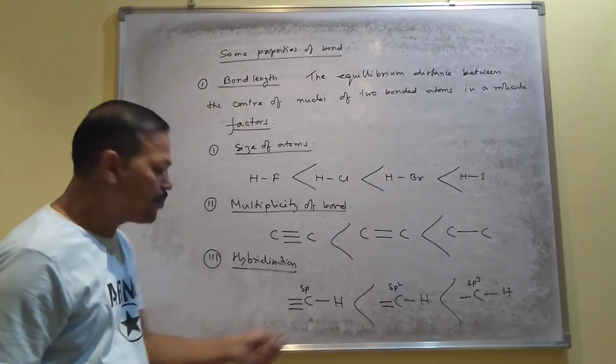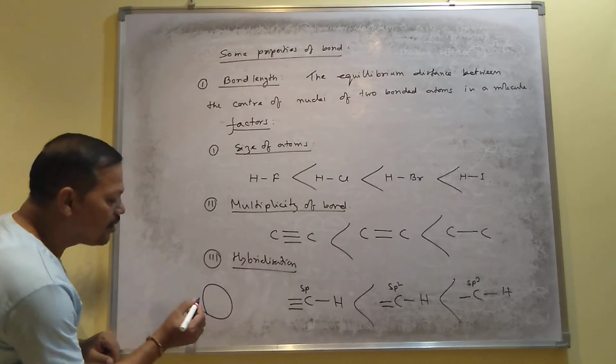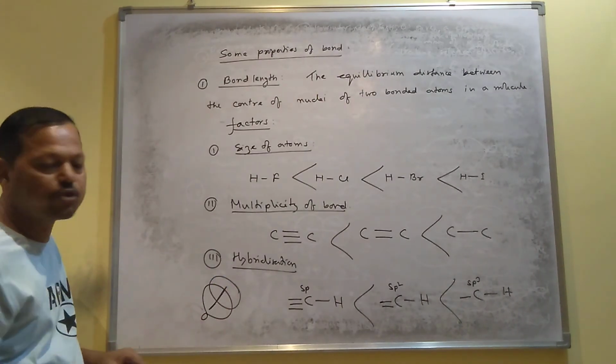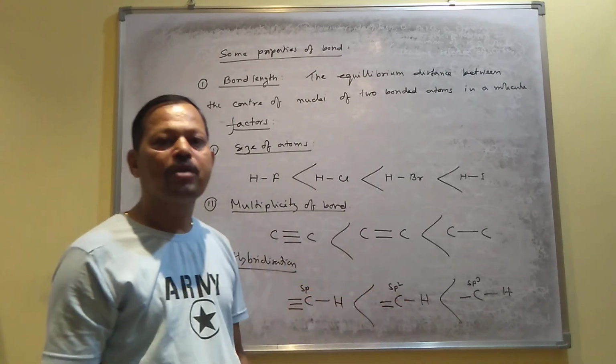Since the carbon is sp, it overlaps with s like this, and ultimately the length of the bond will be shorter. So based on hybridization you can find out the length of the bond.